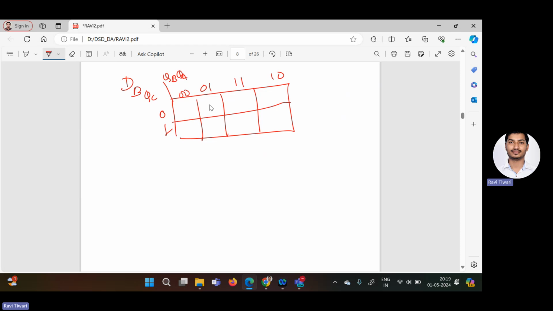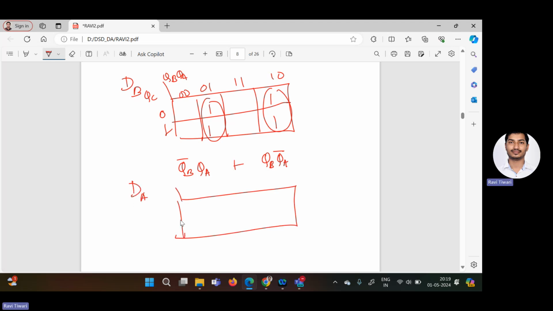So this is 1, 1 0, 0, 1, 0, 1, 0. Then 1 0 1, and this is 1 1 1. Now we can make 2 circles, 2 groups here, and this is QB bar QA, and this is QB QA bar. Now we will draw the K-map for DA.